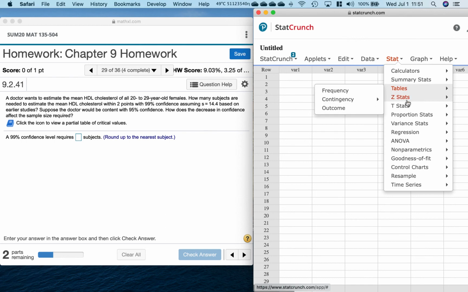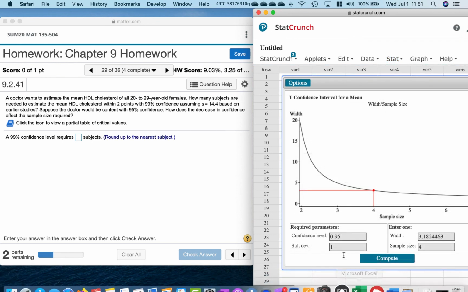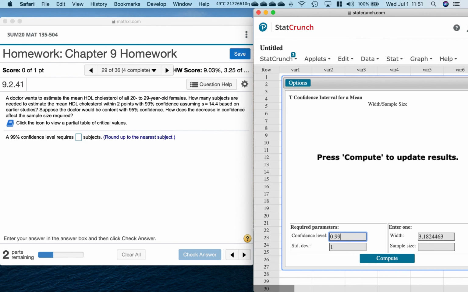So we'll come over here to t-stats, one sample, and we'll choose the width with sample size option here. Our confidence level is 99%, so we'll put that in there. Our standard deviation is 14.4, so we'll put that in there. The width of the interval, again, we'll have to double this. This was 2 points, so we need to have 4. Apparently, this is a mean on percentages, or however they report this. If we want to be within 2, our margin of error is going to be 2 whatever points, whatever that's supposed to mean. So again, we have to double this to 4. So we want to compute our sample size.